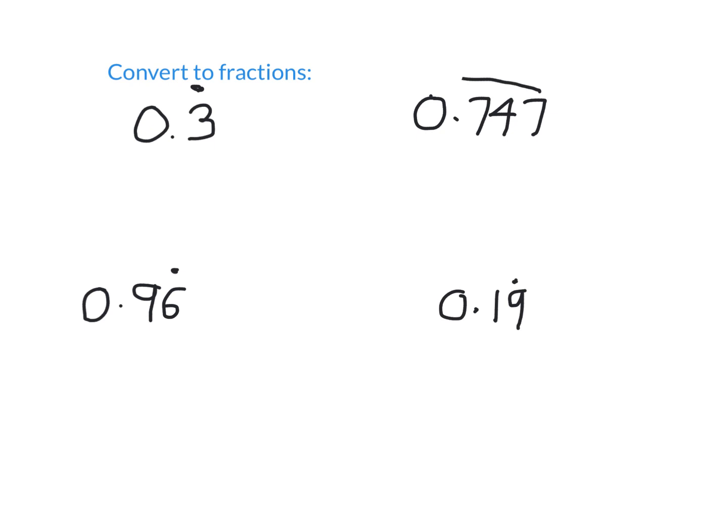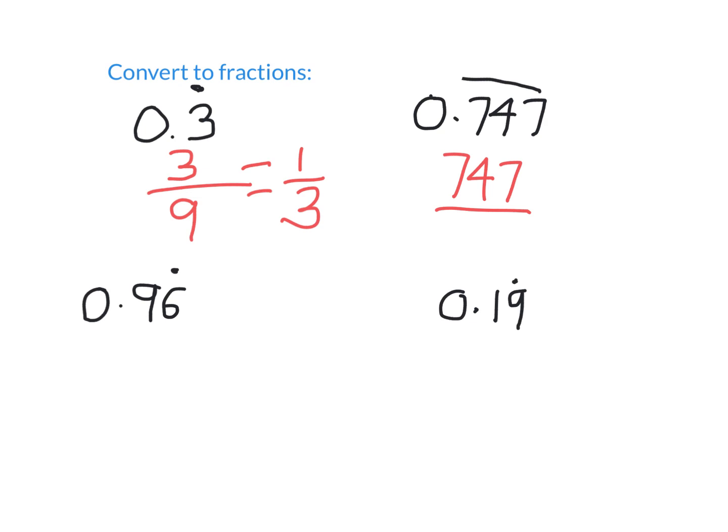All you do is write the digits in the reptend, the digits that are being repeated, on top, and for the denominator you put a series of 9s. The number of 9s is the number of repeating digits. So here there's only one digit repeating, so I put one 9 on the bottom. This is 3 over 9, or a third. But for 0.747 recurring, we would write 747, the repeating digits, on top. Because there are three digits in the reptend, we put three 9s on the bottom.